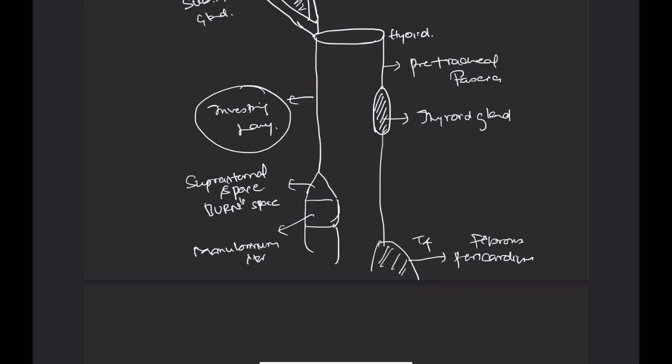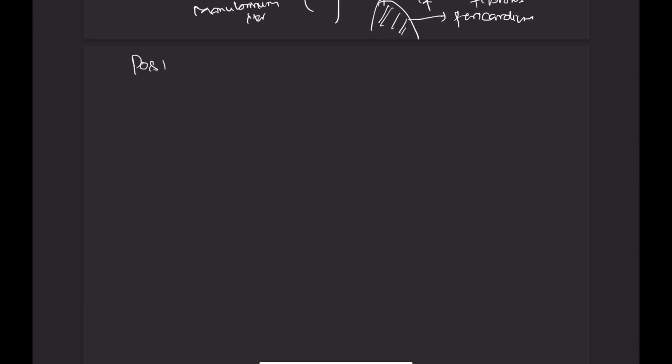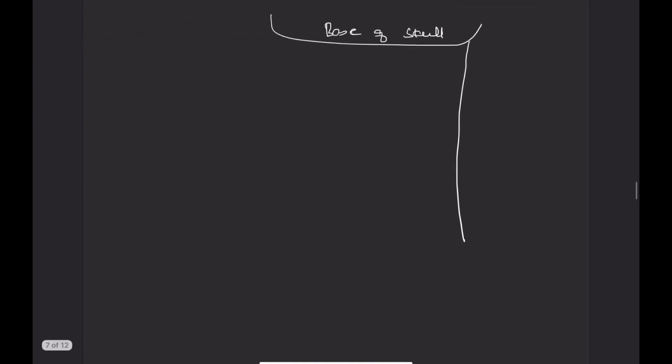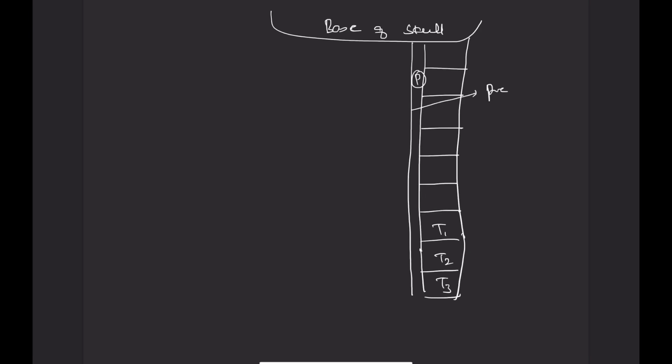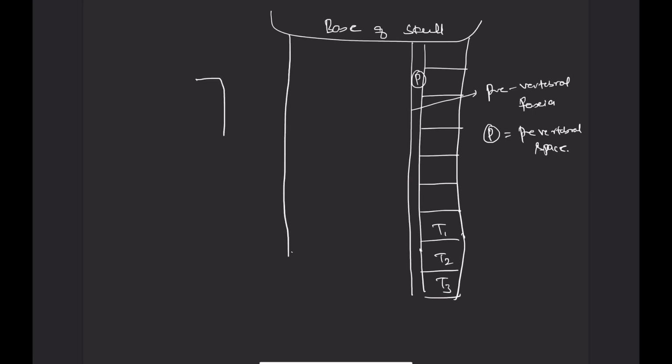Now coming to the posterior view of the sagittal section. Here, this is the base of the skull. And this is the vertebra: 1, 2, 3, 4, 5, 6, and T1, T2, and T3. This is the pretracheal fascia, and the space here is prevertebral. This is the prevertebral fascia, and the space here is the prevertebral space. In the front, remember this region, this is the pharynx.